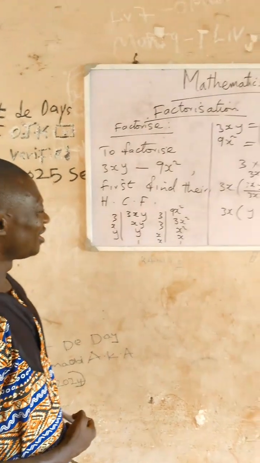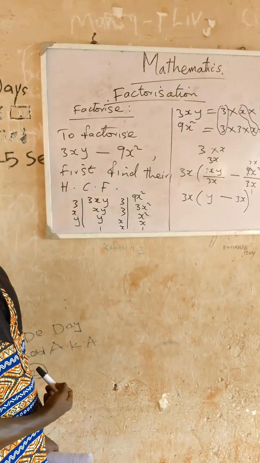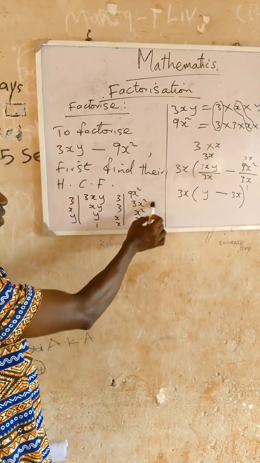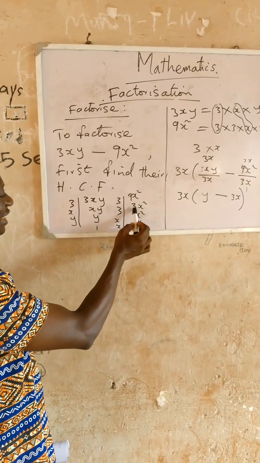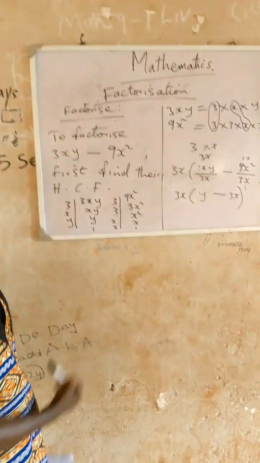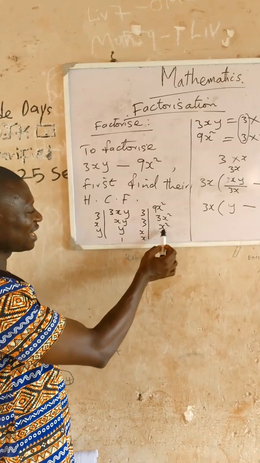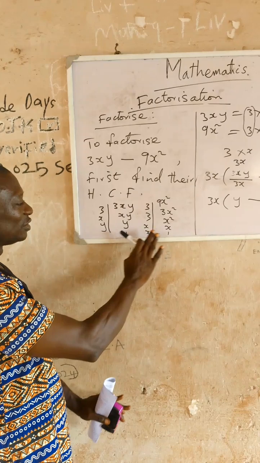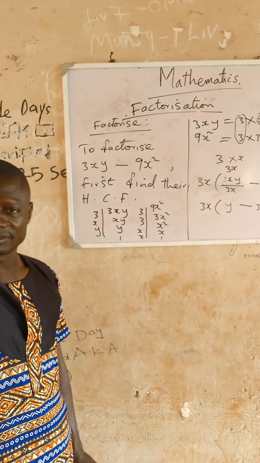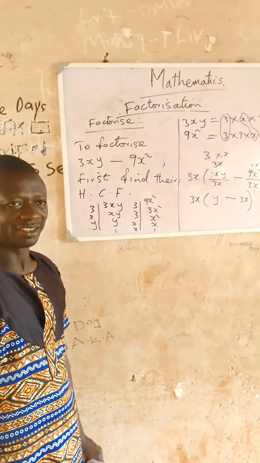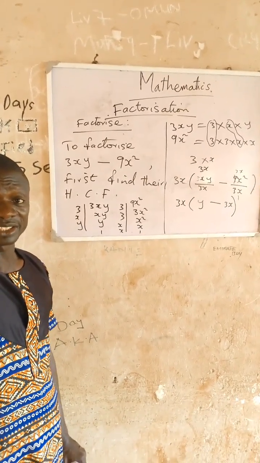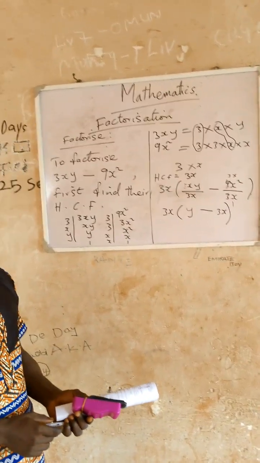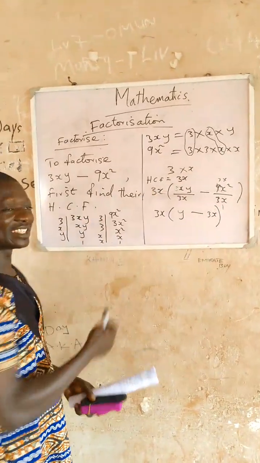And so, we go to the 9x squared. 3 divided into 9x squared will give us 3x squared. 3 divided into 3x squared will give us x squared. x divided into x squared will give us x. And x divided by x will give us 1. 1 shows us we have come to the end. Do you understand? The HCF is equal to 3x.